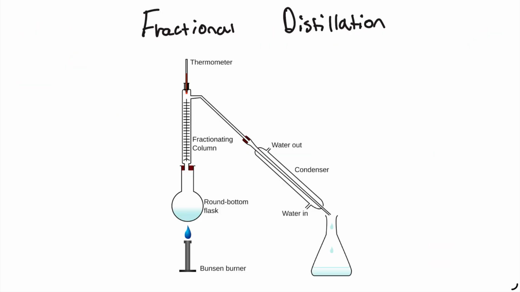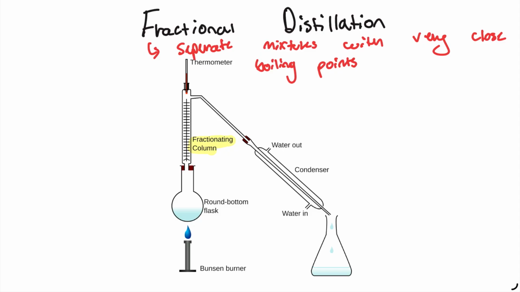Fractional distillation is like this, but we introduce something called a fractional column into our setup. This fractional column will allow us to separate mixtures with boiling points much closer to one another. Our fractional column creates repeated condensation and vaporization cycles as the liquid moves up the column, which creates a temperature gradient and enriches the vapor with the lowest boiling point as it moves up.